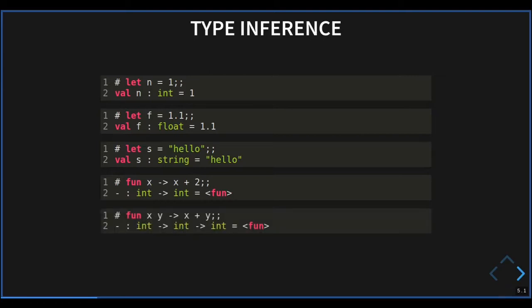We also can have functions that take more arguments. In this case, this function takes two arguments x and y, and produces x plus y as a result. The type signature in this case is a little bit more complicated, but it basically means that it takes two integers as input and produces an integer as output. I will explain it a little bit more later.